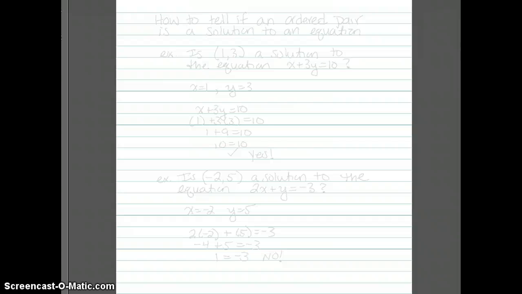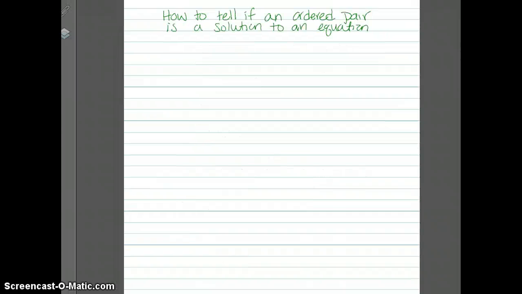Alright, so once again, the next piece here will be just to give you that introduction on what a point means. So we're going to talk about how to tell if a point is a solution to an equation. Okay, how to tell if an ordered pair is a solution to an equation. Okay, so here's an example.